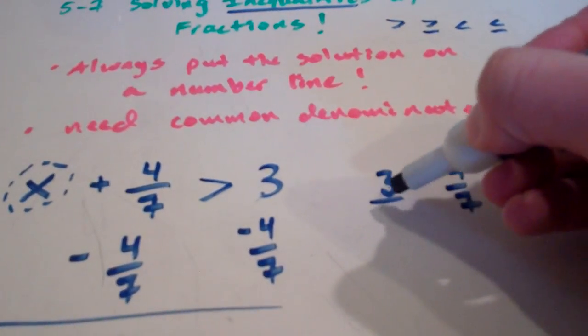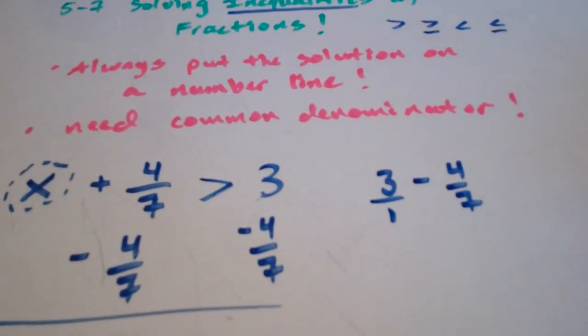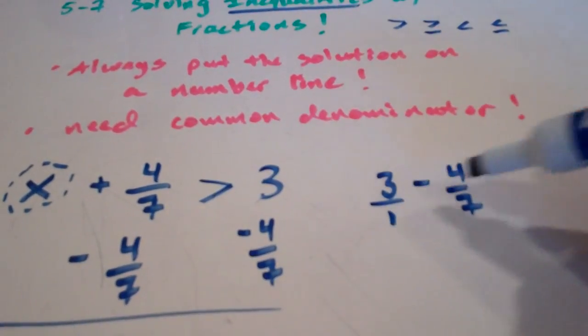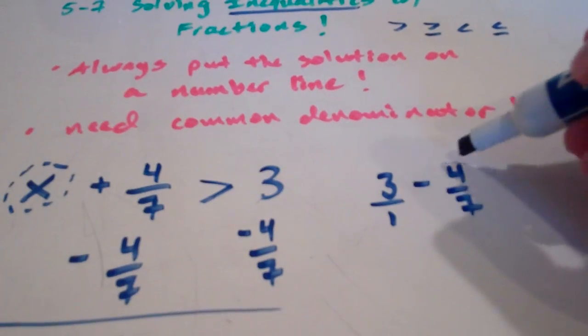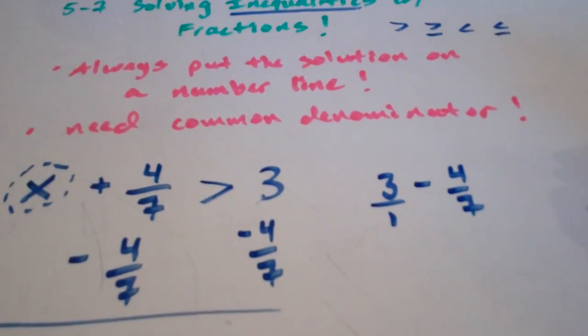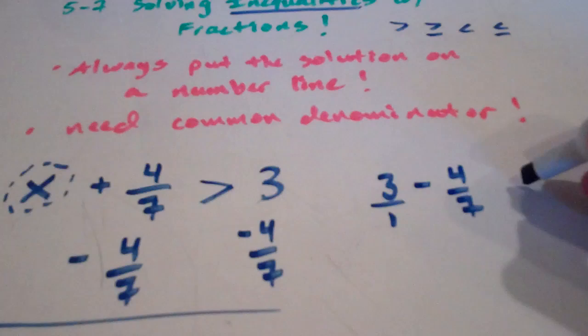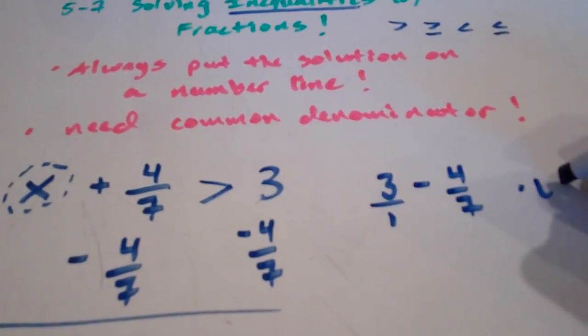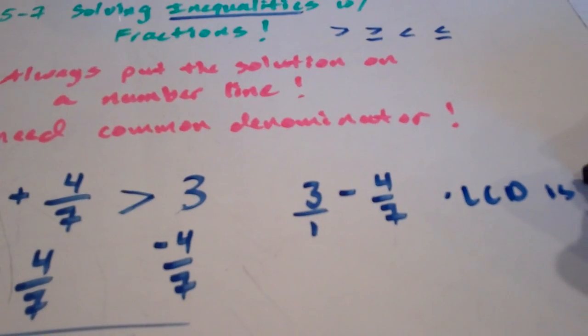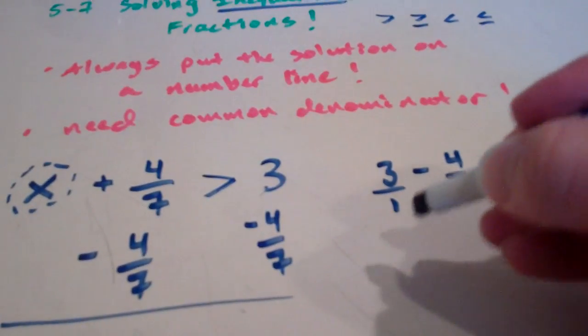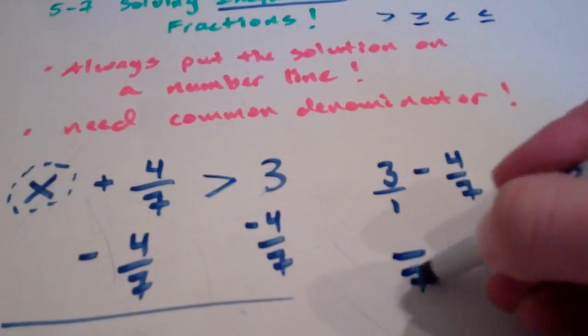Okay, so I can think of this as an improper fraction, not a whole number, but I just write it over 1. I didn't change its value, I just made it look like a fraction. And I'll have 3 over 1 minus 4/7. I need to find a common denominator. In fact, I need to find the lowest common denominator, called the LCD. And the LCD is 7. So I can rewrite both of these fractions with a denominator of 7.